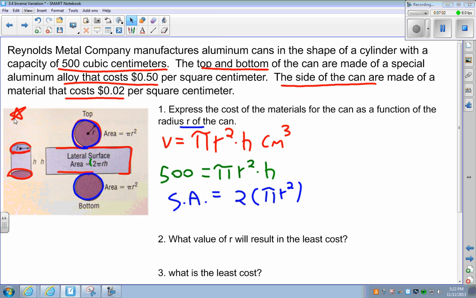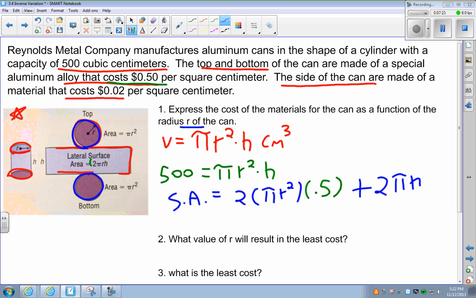Here, our surface area for our top and bottom bits, we're going to multiply by 0.5, because the cost of those tops and bottoms is 0.5. And the center is just going to be 2 pi r h times 0.02.